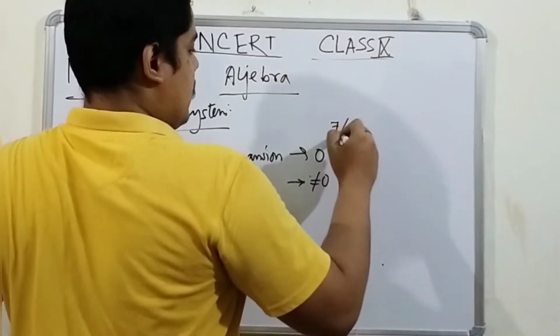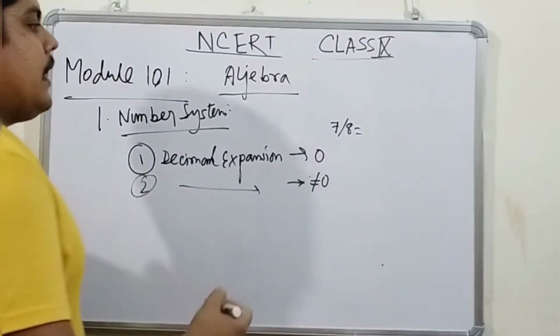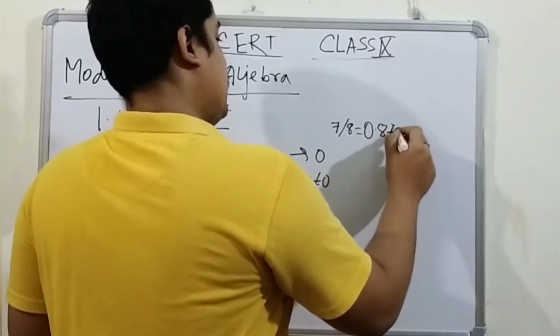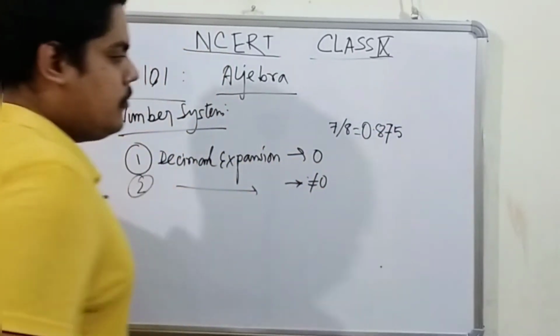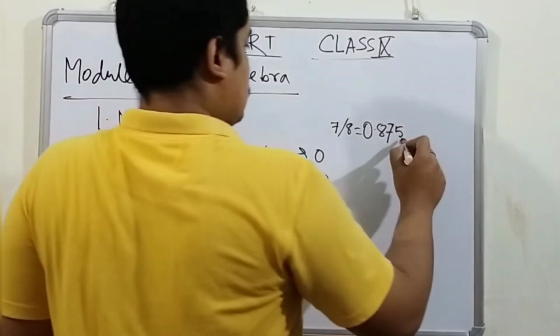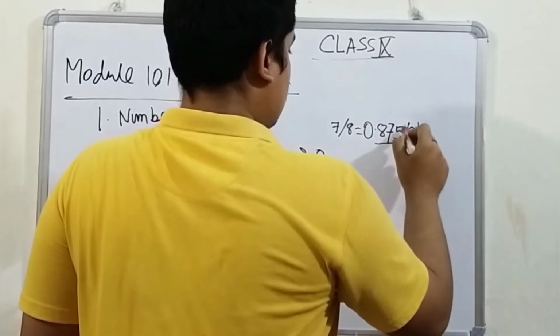Suppose it is 7 by 8. It is a rational number. What can I write? The decimal expansion of 7 by 8 is 0.875. You can check it in the calculator. So the decimal expansion goes like that and comes to a 0. So we will count this as terminating.